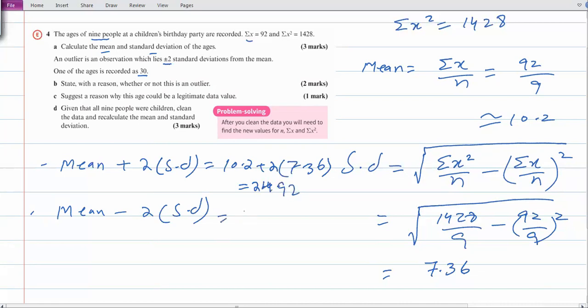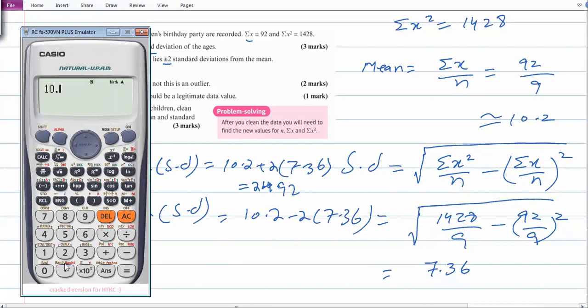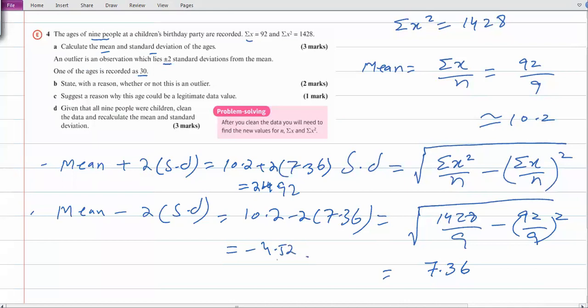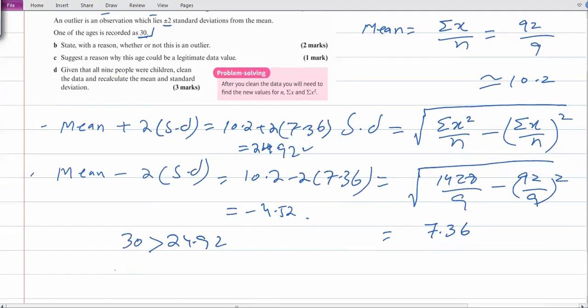Now calculate this one: 10.2 minus 2 times 7.36. What will that be? It will be minus 4.52. Now, do you think that 30 is an outlier? Yes, it is an outlier. Why? Because it is greater than this value. Any value greater than the upper limit or less than the lower limit will be an outlier. So as 30 is greater than 24.92, therefore it is an outlier.